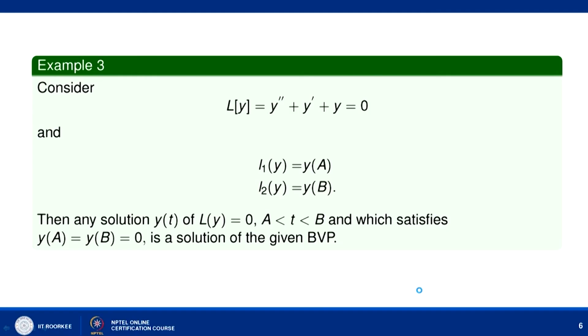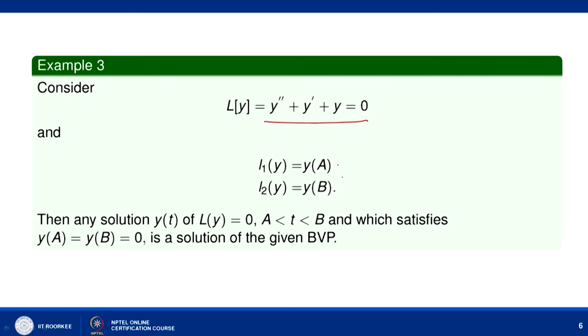Now, let us consider one example. Let us take the differential equation y double dash plus y dash plus y equal to 0, and here the boundary conditions are separated boundary conditions, and it is a Dirichlet kind of boundary condition, that is L1 y equal to y of a and L2 y equal to y of b. So it is the first kind of boundary condition, and it is also a separated boundary condition, and so any solution of this which satisfies the conditions at a and b is simply a solution of this.